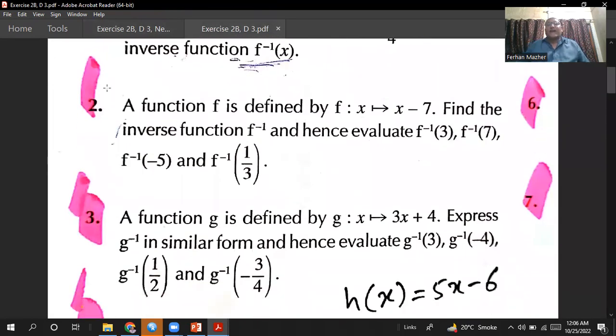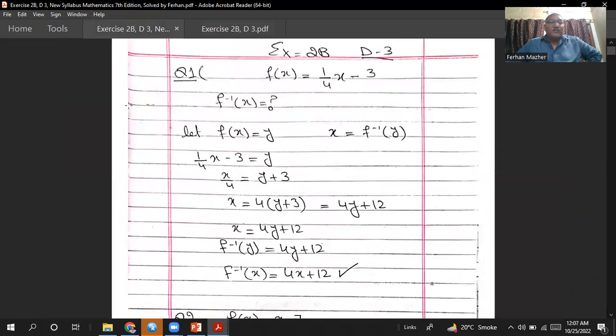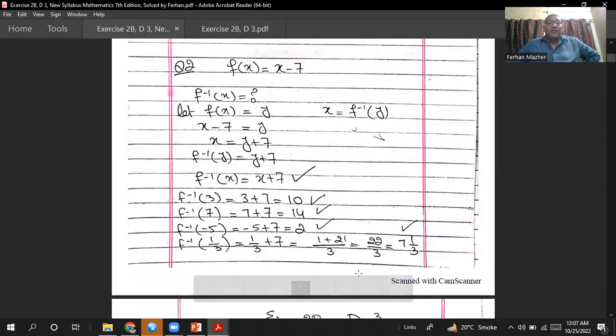The next question from the exercise 2B D3 book, New Syllabus Mathematics 7th edition. Question number 2. A function f is defined by f of x is equals to x minus 7. Find inverse function, f inverse, and hence evaluate f inverse of 3, f inverse of 7, f inverse of minus 5, and f inverse of 1 by 3. So let's solve this question, and here we go.